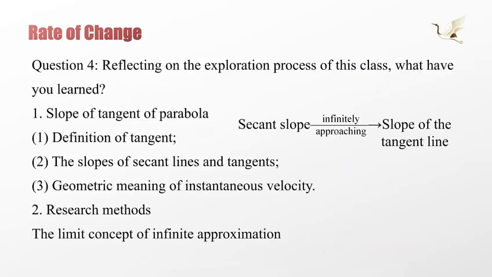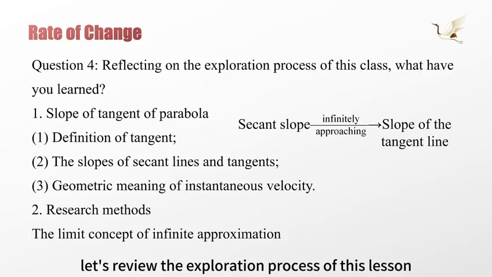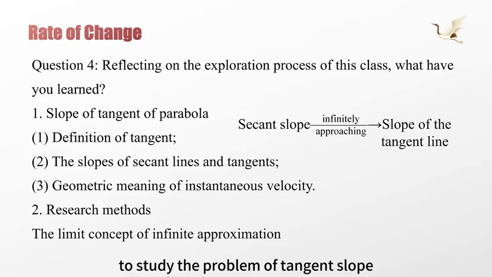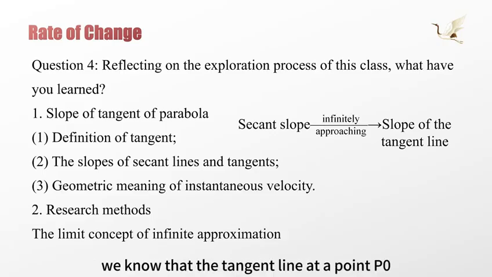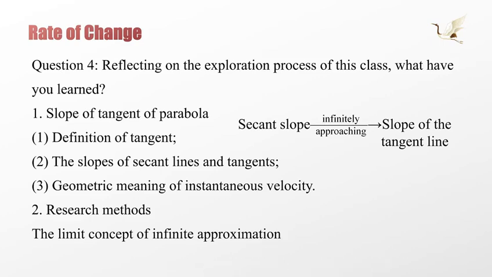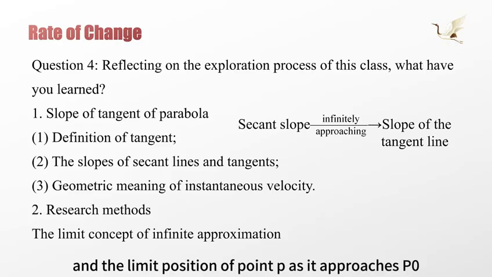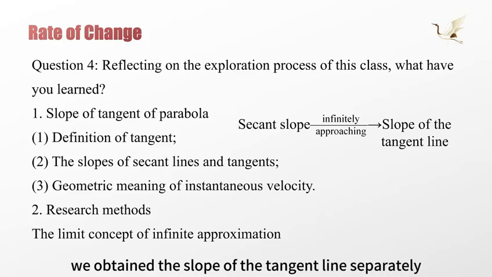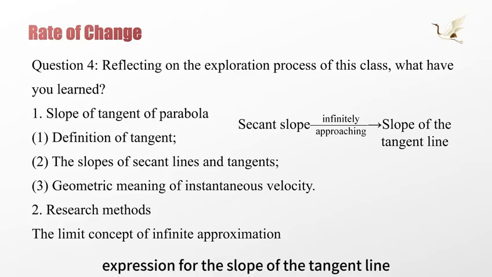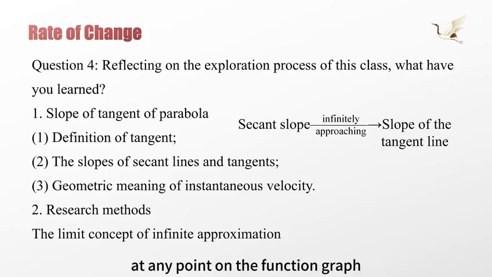In this way, we have studied the geometric meanings of the average velocity and instantaneous velocity in the previous class. Finally, let's review the exploration process of this lesson and see what we have learned. From a knowledge perspective, we took parabolas as an example to study the problem of tangent slope in function graphs. We discussed the definition of the tangent of a parabola at a certain point. We know that the tangent line at a point P0 on the function graph is determined by the limit position of the secant line P0P as point P approaches P0. We obtained the slope of the tangent line through calculation and limit methods, and thus obtained the expression for the slope of the tangent line at any point on the function graph.